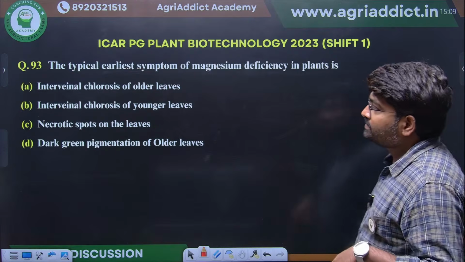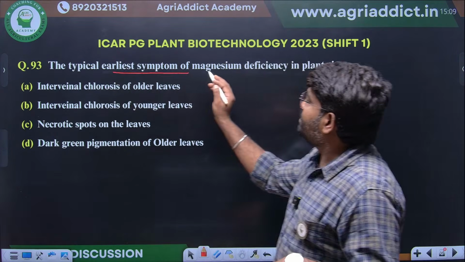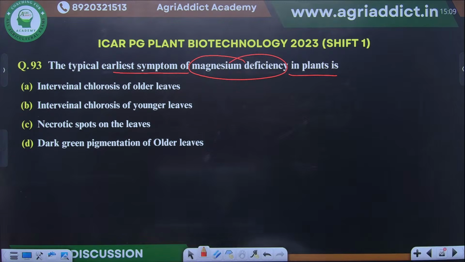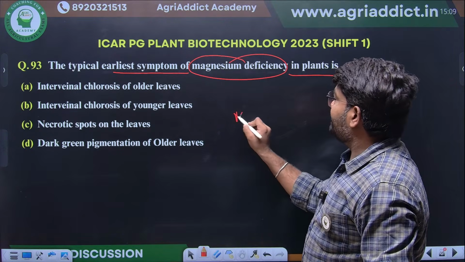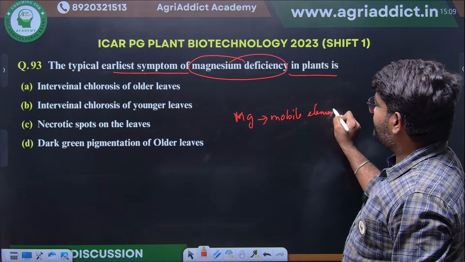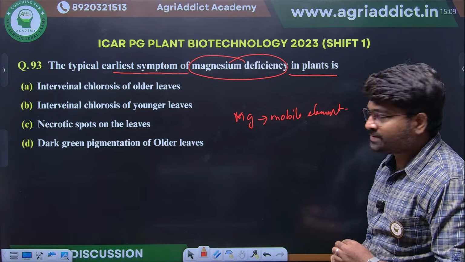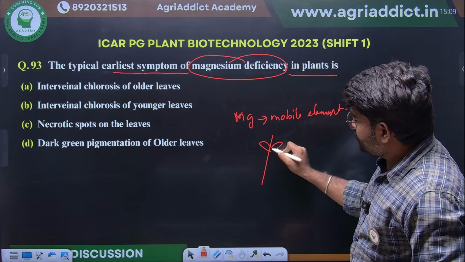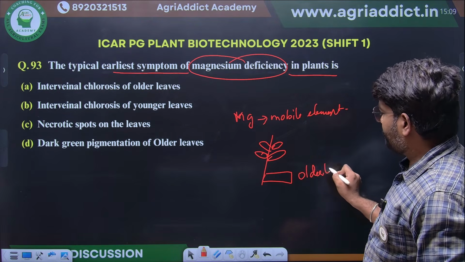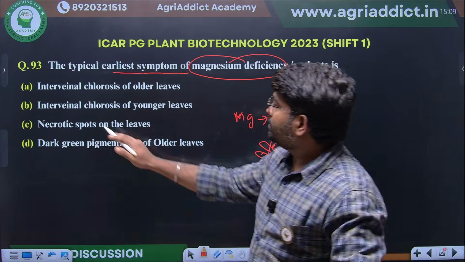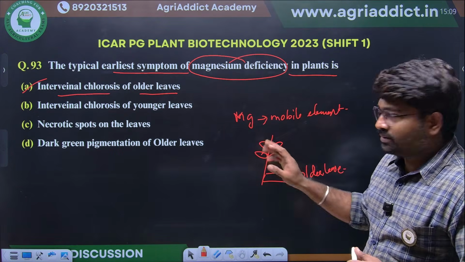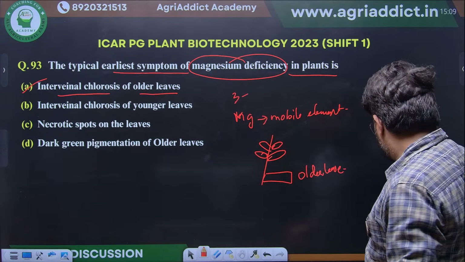Okay. Next, the typical earliest symptom of magnesium deficiency in plants. We know magnesium is what? It's a mobile element. Yes, it's a mobile element. So what will it do? A mobile element means it will move within the plant. So deficiency will always happen in older leaves. This is clear. So deficiency will always show in older leaves. This is the right option: interveinal chlorosis of older leaves. So 3 questions from mineral nutrition they have asked this year.